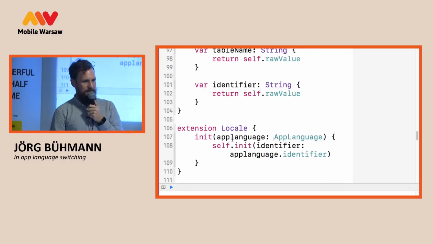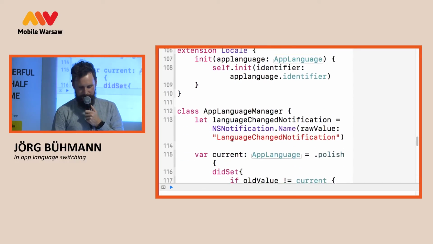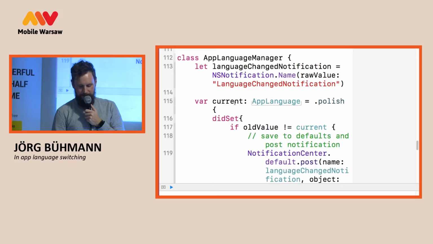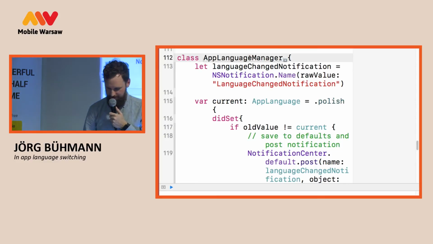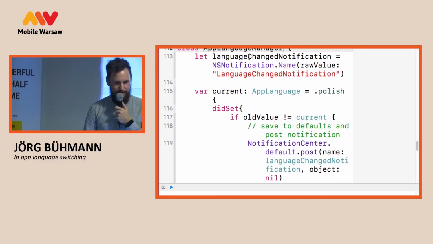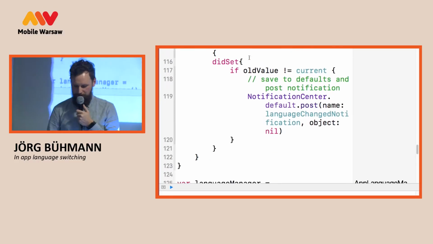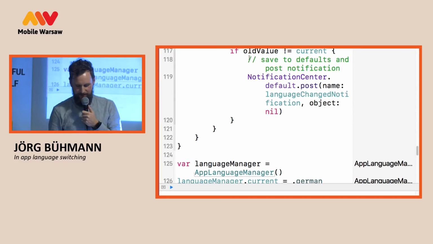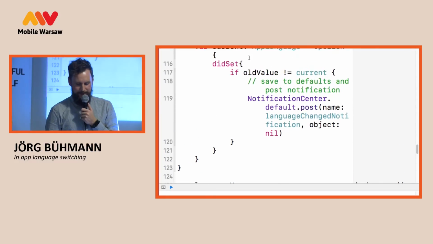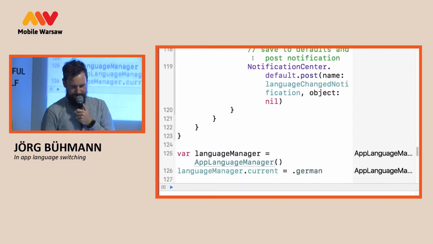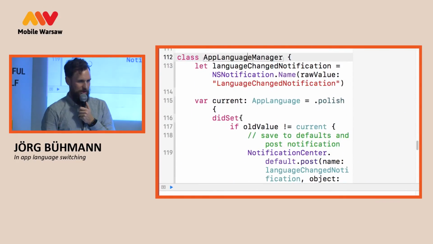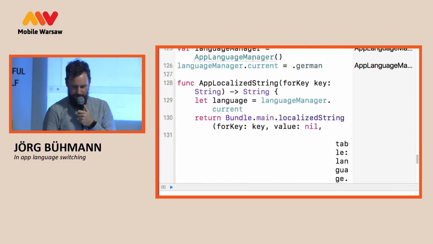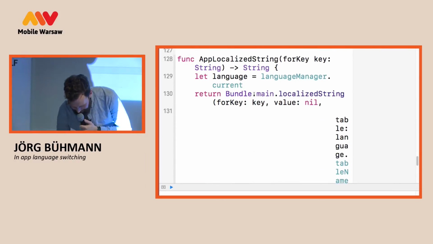Good. Now we just need a place to store our current language. We can create an object that we call app language manager because we're bad at naming things. Define a notification. So when we change the language, we can just fire a notification, and any other object in the application can listen for this change, and then adjust the user interface, for example. Okay. Let's see.